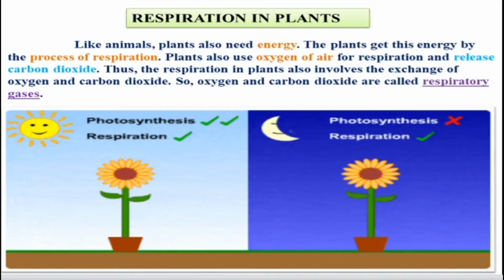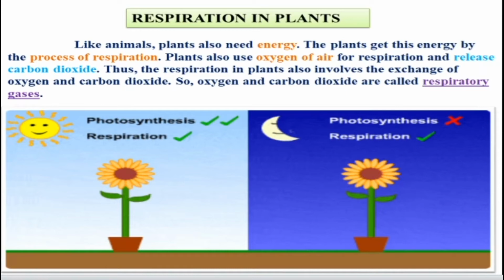So how does respiration take place in plants? You can see clearly in this picture. During the daytime, the plant can do both processes, photosynthesis and respiration. During the night time, what happens? In the absence of sunlight, photosynthesis stops and respiration continues. So respiration in plants is not only for daytime or night time; it is all the time. Throughout the day, respiration takes place inside the plant body.